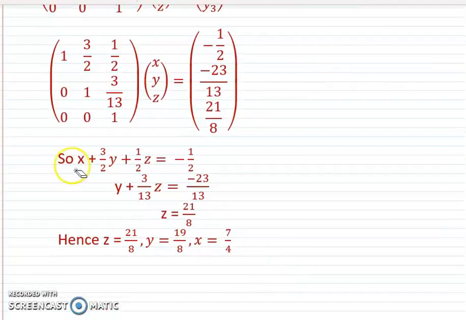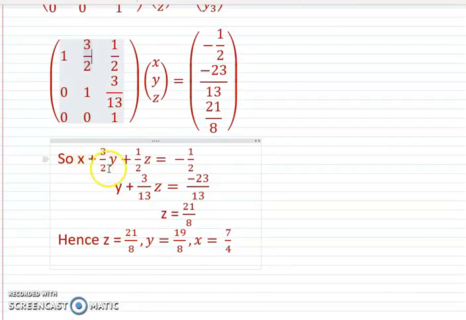So finally the solution is obtained from x plus 3 by 2 y plus 1 by 2 z is equal to minus 1 by 2, y plus 3 by 13 z is equal to 23 by 13 and z equal to 21 by 8. Substitute z here to find y. Substitute y and z here to compute x. So finally the solution is 7 by 4, 19 by 8 and 21 by 8.